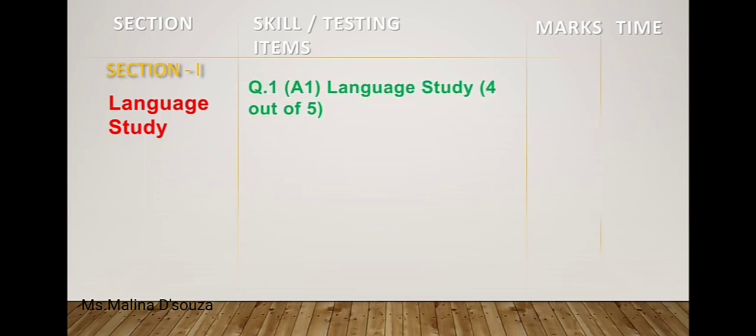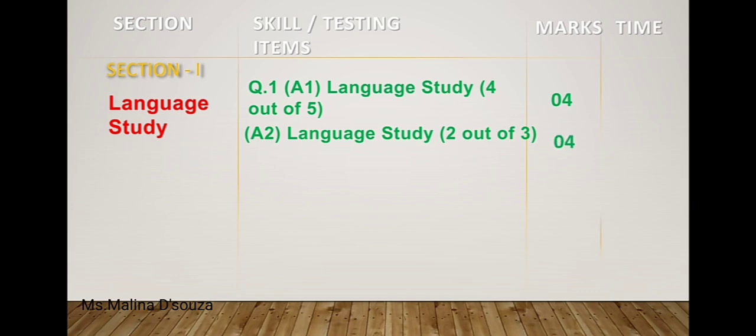Now in language study, question number 1A, you will get 5 questions and you will be expected to solve 4. So each question or each sentence will be for 1 mark. So 4 into 1, it equals to 4 marks. Okay. Question number 1A2, you will get 3 questions. You will be expected to solve 2. So this again is for 4 marks.